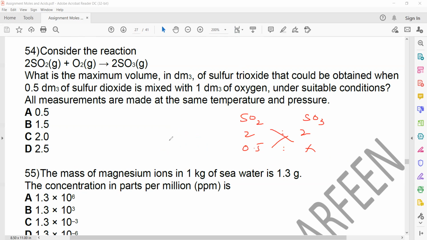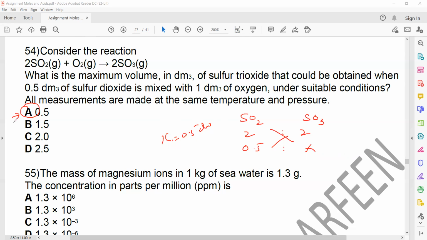So cross multiply, so we'll get 0.5 dm cube. Because the ratio of the moles and the ratio of the volume is always the same, that's why A will be the right answer for this question. Is it clear, this one?